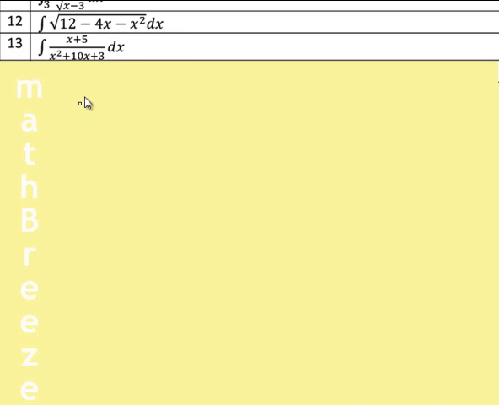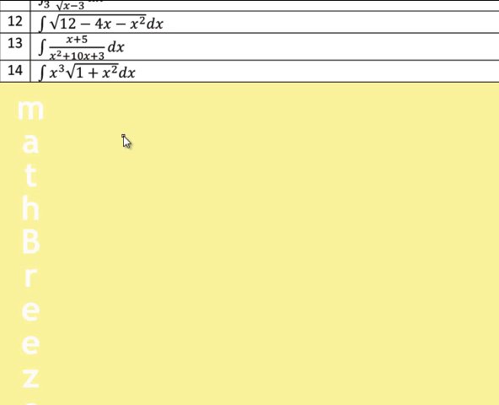In number 13, we should notice that the derivative of the denominator is 2x plus 10, and that is 2 times x plus 5, and we have an x plus 5 in the numerator. So this is a simple log. Log of the denominator. And since the derivative of the denominator is 2 times x plus 5, and here we only have x plus 5, we have a 1/2 in front.